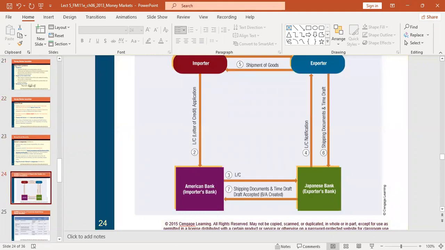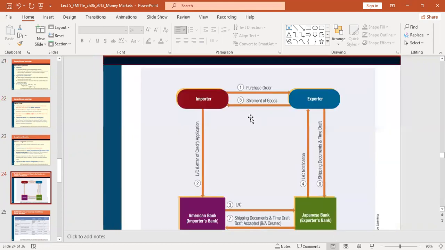Okay, I'm trying to reduce it a bit. So you can see this is the importer, this is the exporter. The importer is afraid of the exporter. The exporter also is afraid of the importer because of trust problem.